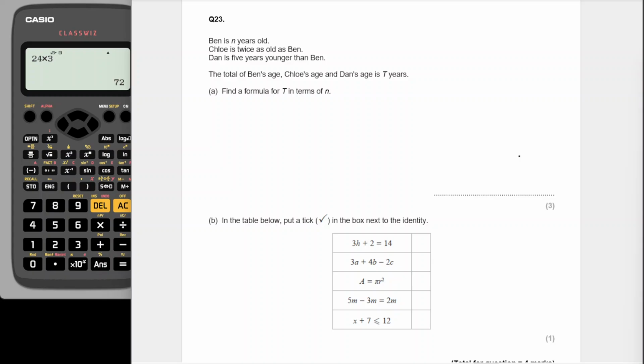So we've got N. Chloe is twice as old as Ben, so that would be 2N. And Dan is 5 years younger than Ben, so that would be N minus 5. And then the formula for the total would be T is equal to N plus 2N is 3N, plus N is 4N, minus 5.